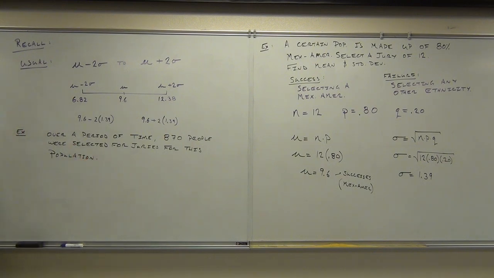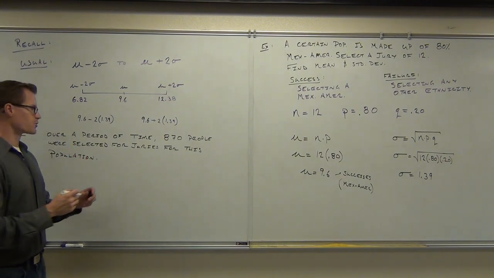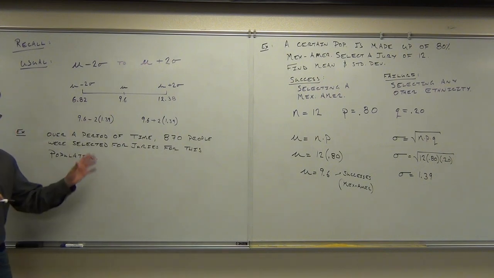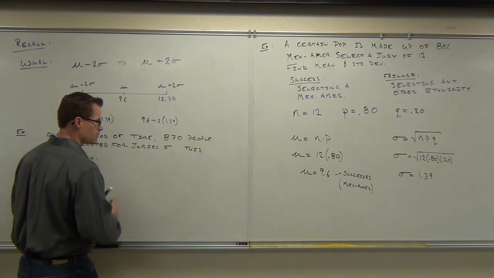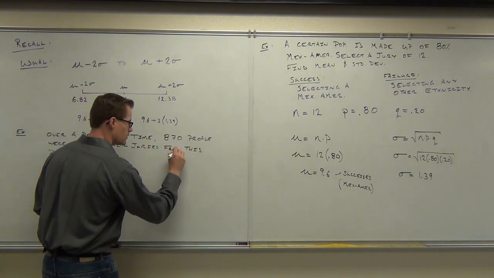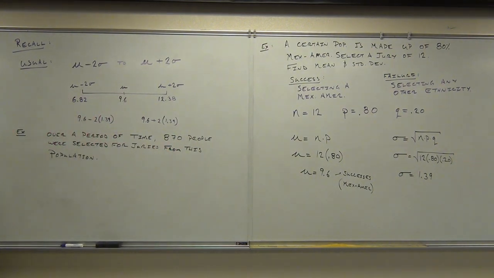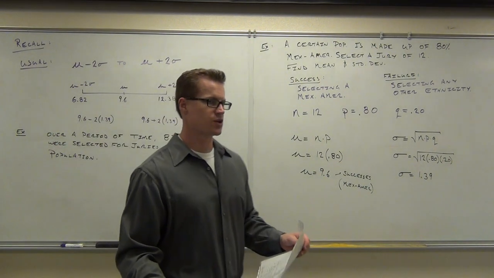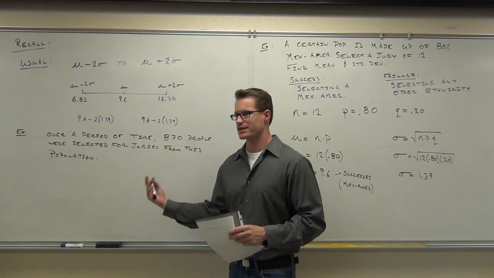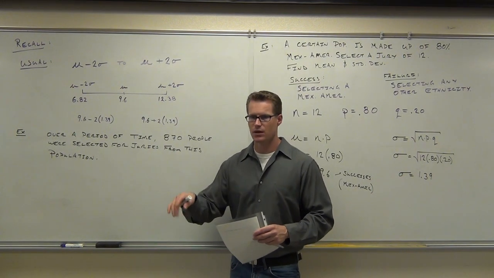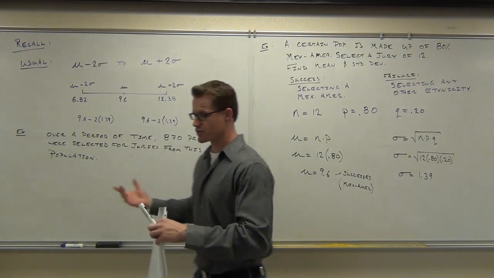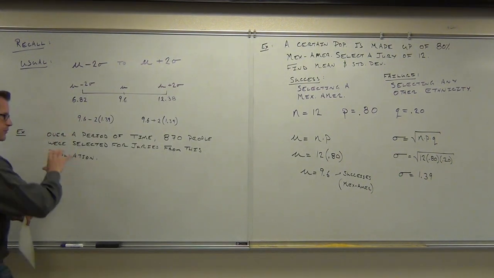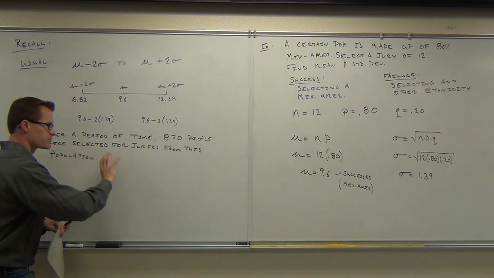Over a period of time, 870 people were selected for juries from this population. Here's what I want you to do, okay? This is the real life situation. This happened over a course of, I think, 10 years or something like that. One county, which is why it's a population, because everyone in the county are registered voters.